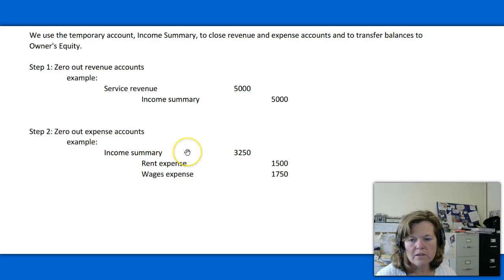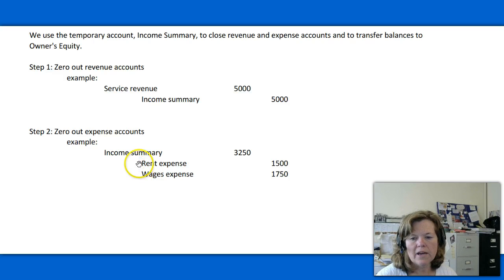The debit, because our debits have to equal our credits. So the total, and we may have 5 or 6 expense accounts, I've just used 2 for this example, the total of all the expense accounts is going to go on this first line as a debit to income summary. So again, we're zeroing out these expense accounts and closing those out to the income summary. Okay.